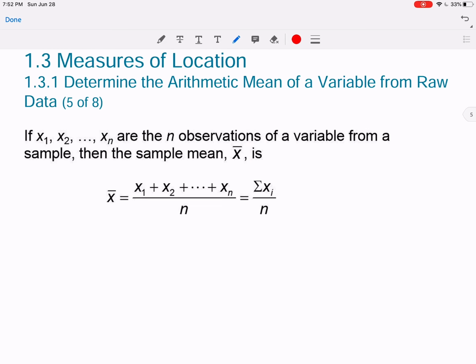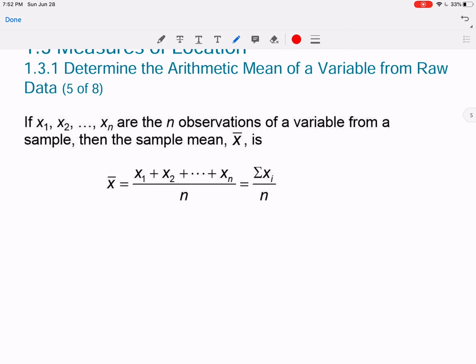Now let's take a look at the formula of the sample mean, which is very similar. So if x1, x2 through x little n are the little n observations of a variable from a sample, then the sample mean x bar is equal to, once again, we add all the x values together on the top and divide by the little n. And if you want to put it in a summation form, this represents the sum of all x values in the data set divided by n. That's the formula of the sample mean.